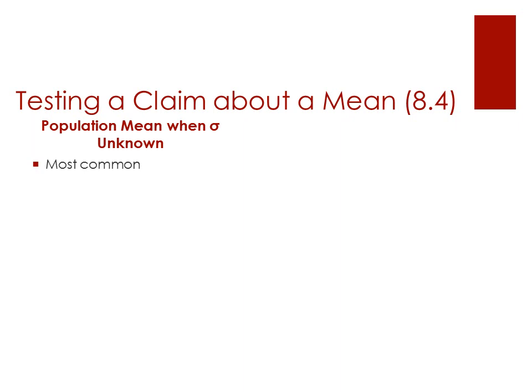Okay, now we're going to move into using the t-distribution table to test a claim about a mean. The one we're going to look at primarily is when we're looking at a population mean, when the standard deviation for the population is unknown. This is the most common case, so this is one we're going to focus on.